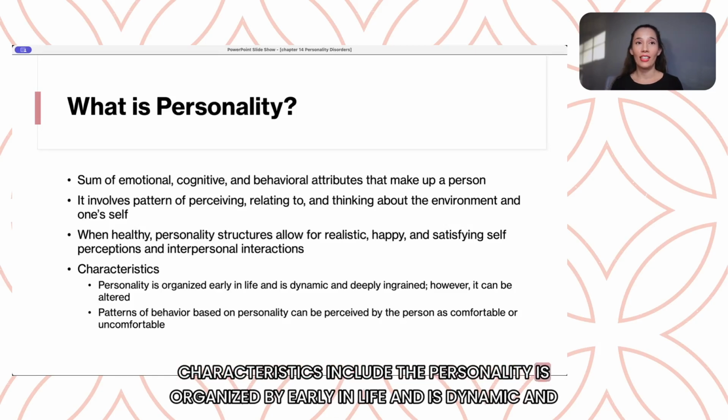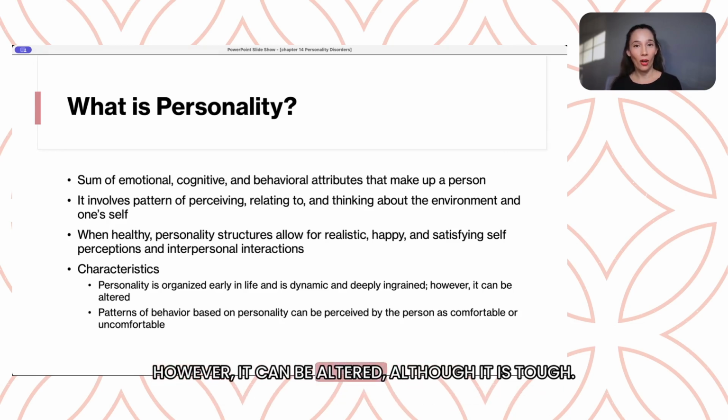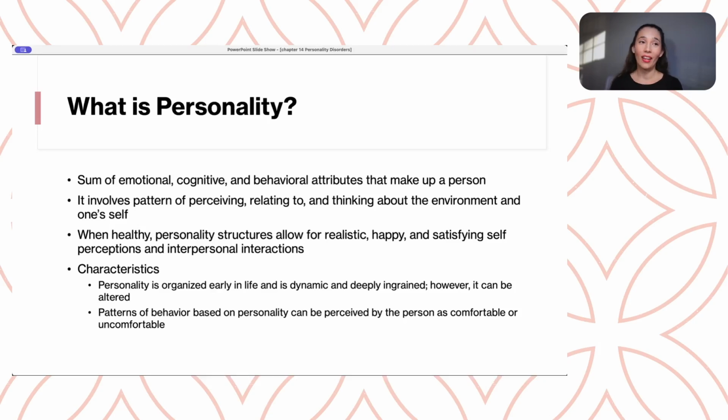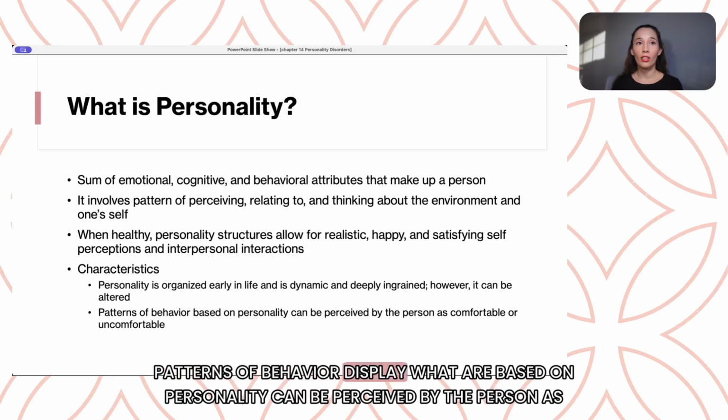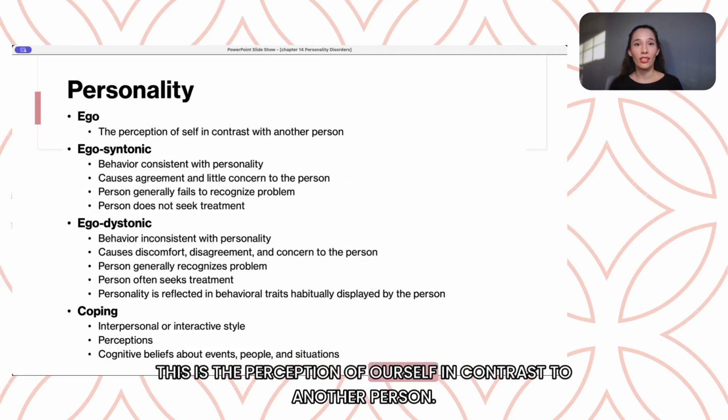Characteristics include that personality is organized early in life and is dynamic and deeply ingrained. However, it can be altered, although it is tough. Patterns of behavior based on personality can be perceived by the person as comfortable or uncomfortable. So within our personality, we have the ego. This is the perception of ourself in contrast to another person.